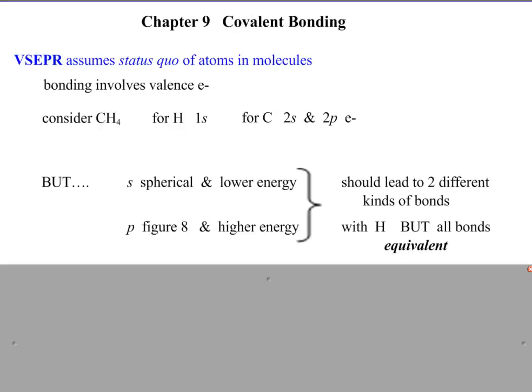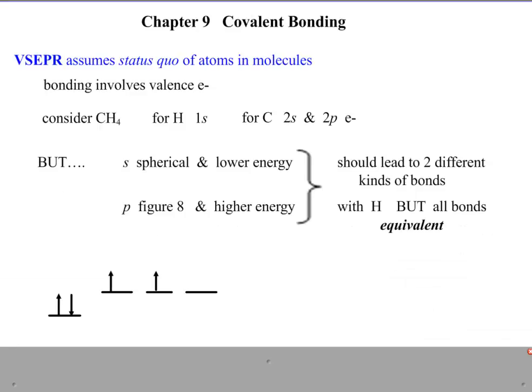First of all, we have to remember that this s orbital has a lower energy than the p orbital, because the p orbital is more complex in shape. That gives it the higher energy. Because my s orbitals and my p orbitals have different amounts of energy, that should lead to two different kinds of bonds between carbon and hydrogen. It turns out, if I measure them, all the bonds in methane are equivalent to each other.